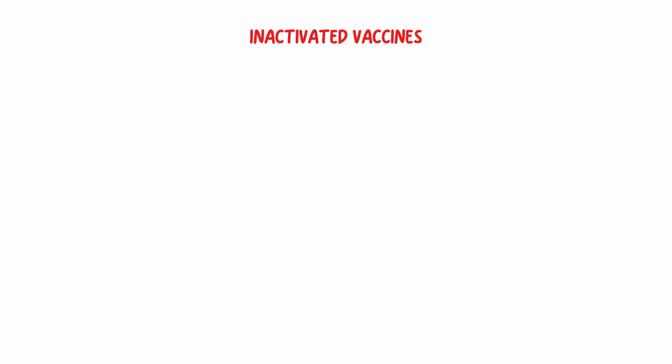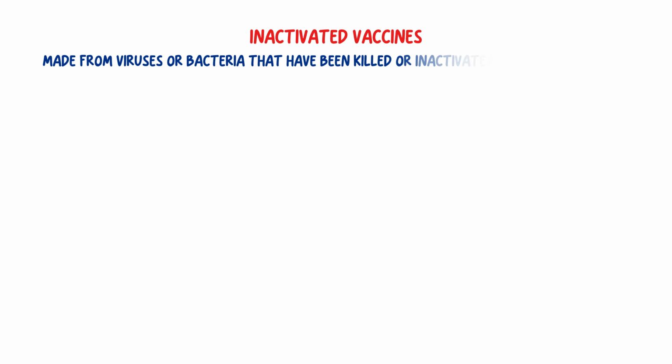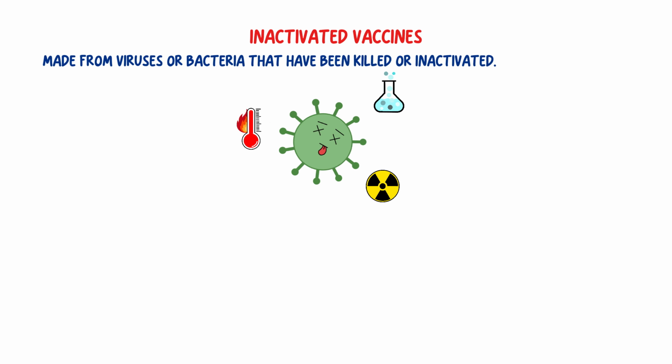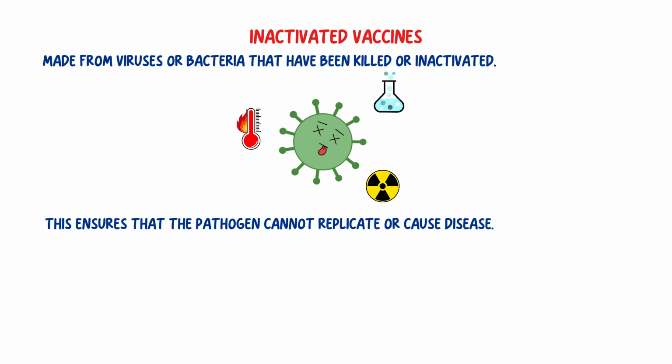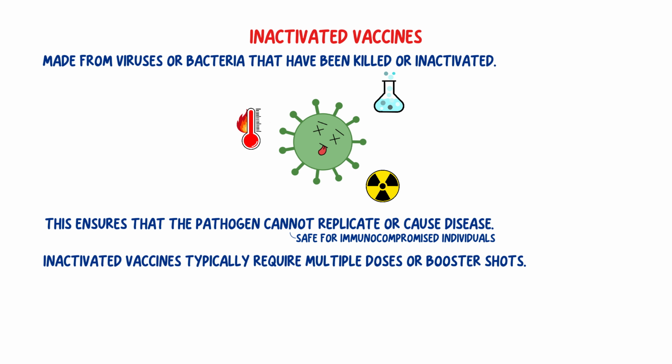Inactivated vaccines are made from viruses or bacteria that have been killed or inactivated, usually by heat, chemicals, or radiation. This process ensures that the pathogen cannot replicate or cause disease, making these vaccines very safe, even for individuals with weakened immune systems. Because the pathogen is inactive, the immune response is not as strong as with live vaccines. As a result, inactivated vaccines typically require multiple doses or booster shots over time to build and maintain adequate immunity.